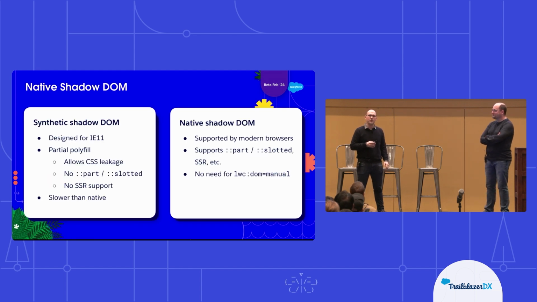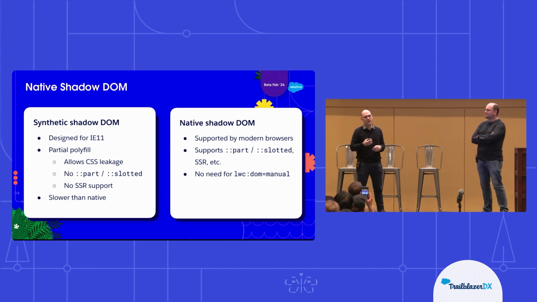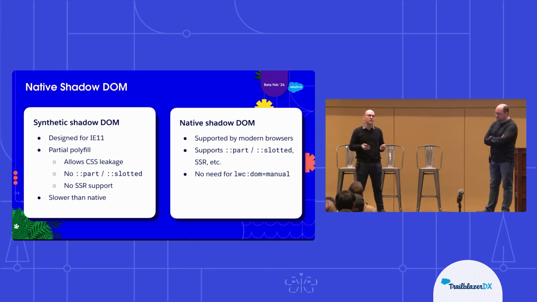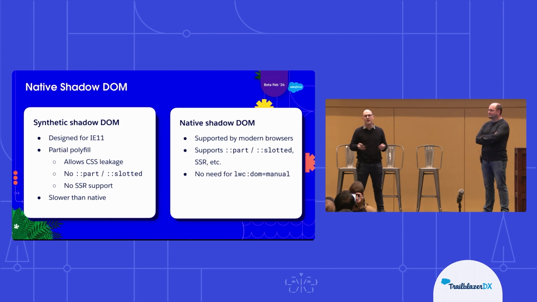Now, historically, what LWC has used under the hood is something called synthetic Shadow DOM, which is effectively a polyfill or a JavaScript implementation of the native browser Shadow DOM standard. And the main reason that this was done was, once again, for compatibility with legacy browsers that did not support the native browser standard, such as IE 11, which is, again, no longer supported.